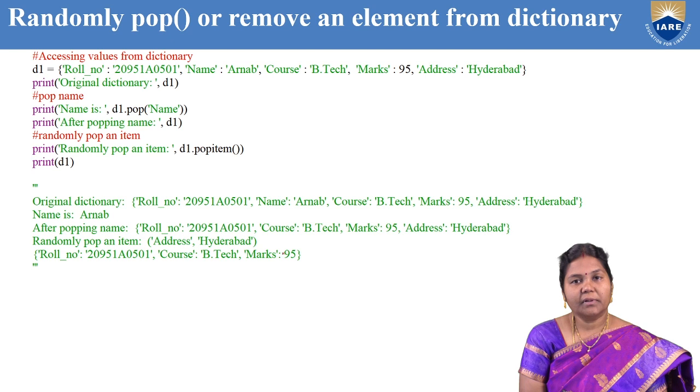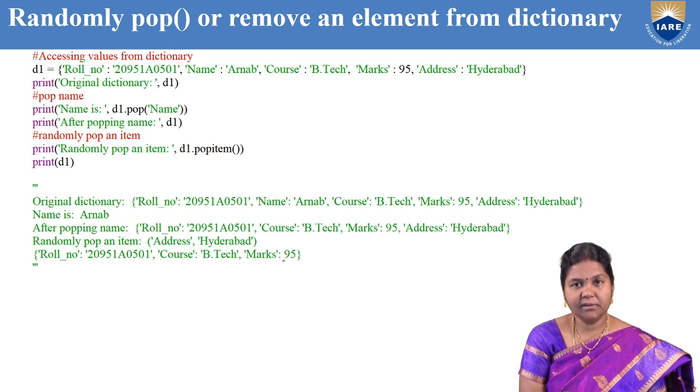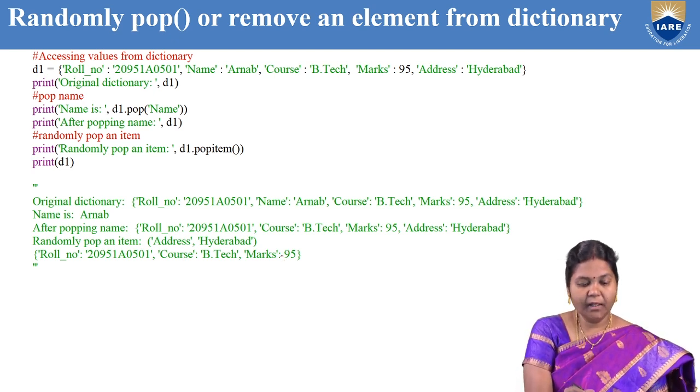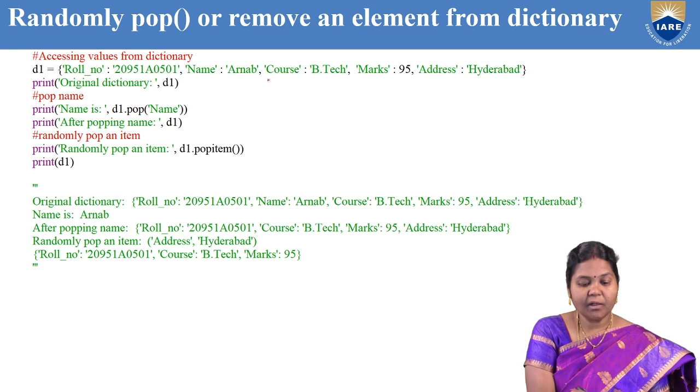Now, let us go for another example where we want to randomly pop or remove an item from the dictionary. How to do random pop or removing an item in the dictionary? Let us see through an example. Here D1 is an existing dictionary consisting of 5 key value pairs: roll number, name, course, marks and address. First of all, print the original dictionary by writing the print statement. Original dictionary is D1.